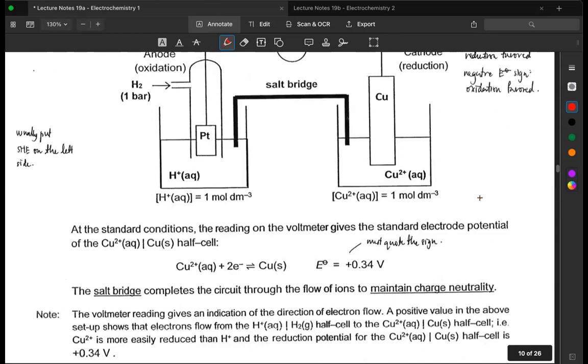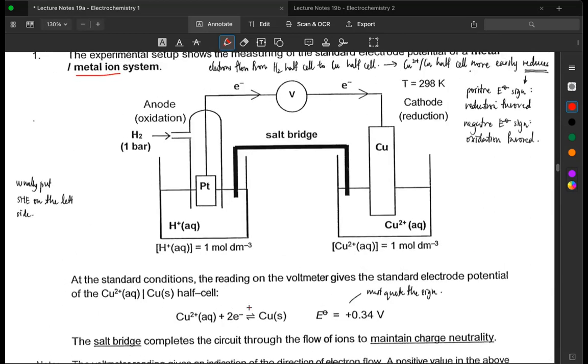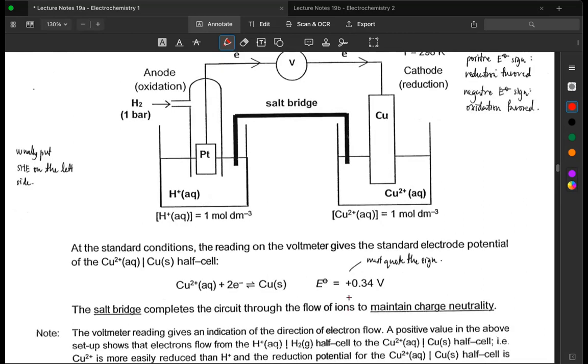Now, at the standard conditions, the reading on the voltmeter will give the standard electrode potential. So if you refer to your data booklet, that will be all the standard electrode potentials. I do not know whether you have the data booklet. The data booklet is in the A level syllabus. Let me take it out to show you where you get the readings from in the booklet.